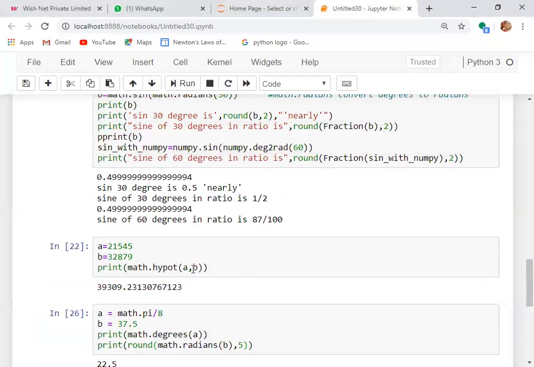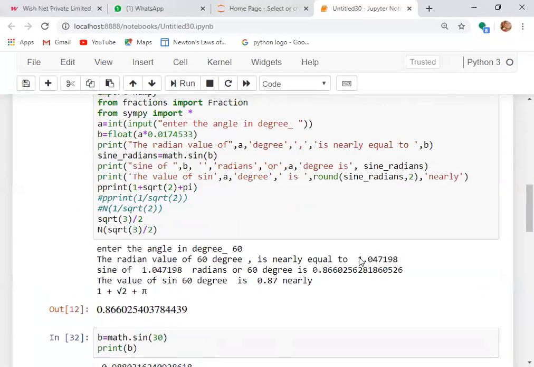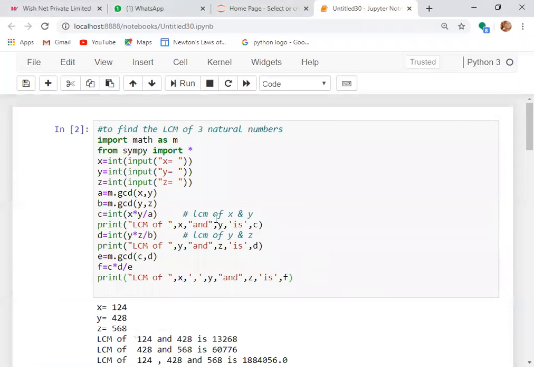Okay. Hope you understand these few tricks in basic trigonometry, and some algebra part in LCM, how to find out the GCD or LCM of 2 or 3 numbers.